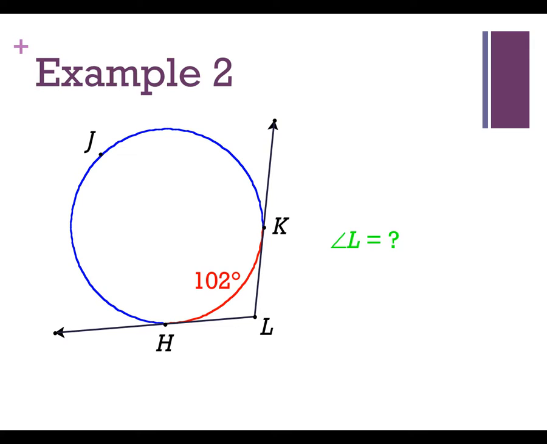Let's start with the question, where's the vertex? Outside. So when it's outside, the relationship is big arc minus little arc divided by 2. The problem is, I don't yet know how big the other arc is.